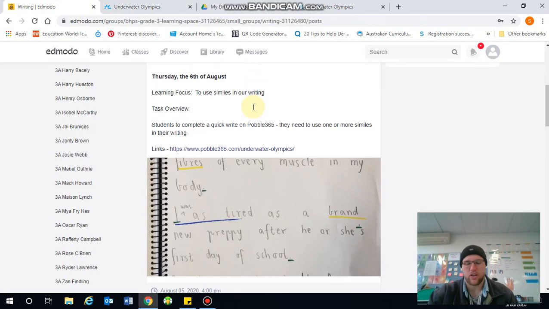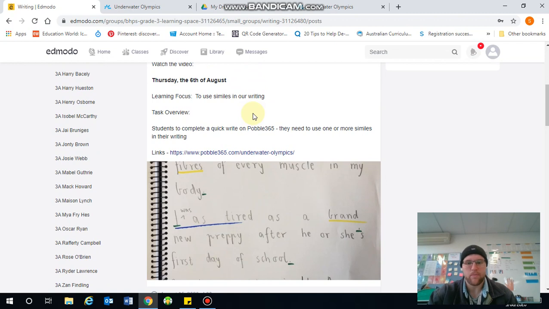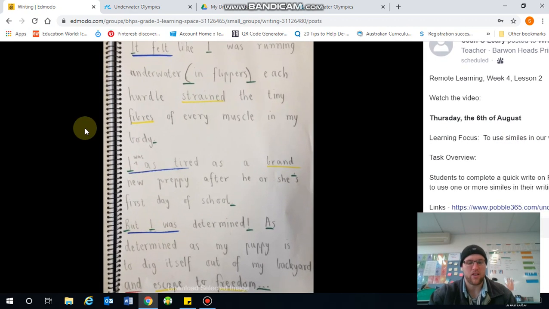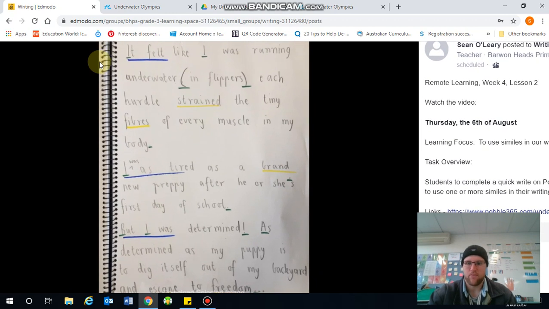Then you're going to set yourself a timer for 15 minutes. We're only writing for about 20 minutes, and 15 minutes of it will be just writing time. You're going to try to put in some similes, as many as you can, into your writing. I wrote a pretty short little piece here. I reckon you could write more than this. I just tried to write using similes as much as I could.